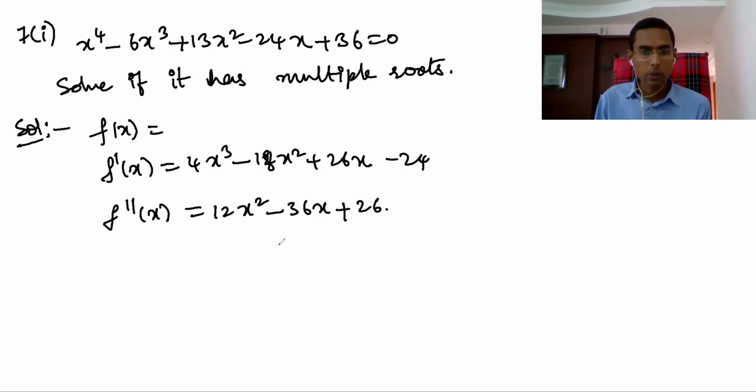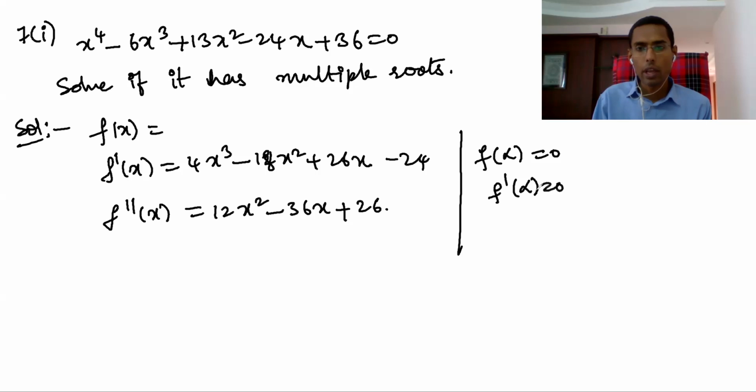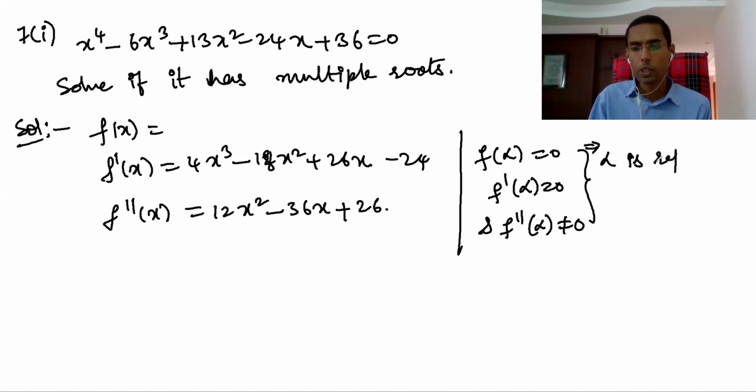Now what is the multiple roots concept? If f of alpha is 0, f dash of alpha is 0 and f double dash of alpha is not equal to 0, then what we can say is, this implies alpha is a repeated root or multiple root of order 2. So this is a repeated root.